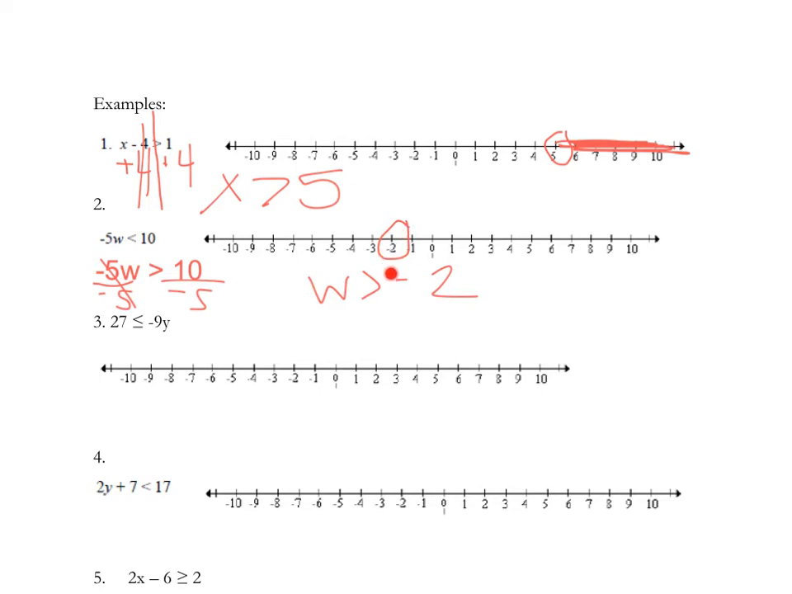I know it's not very pretty. We need to leave our circle open because this is not a less than or equal to or greater than or equal to problem. So let's go ahead and shade everything to the right of -2.